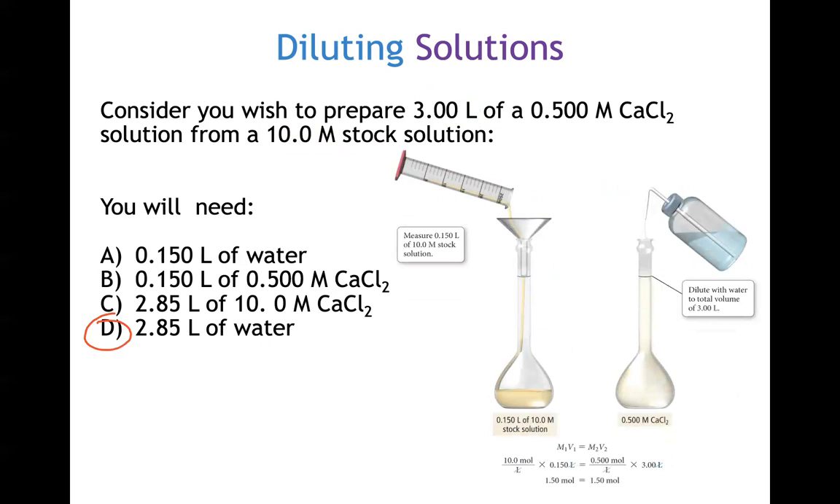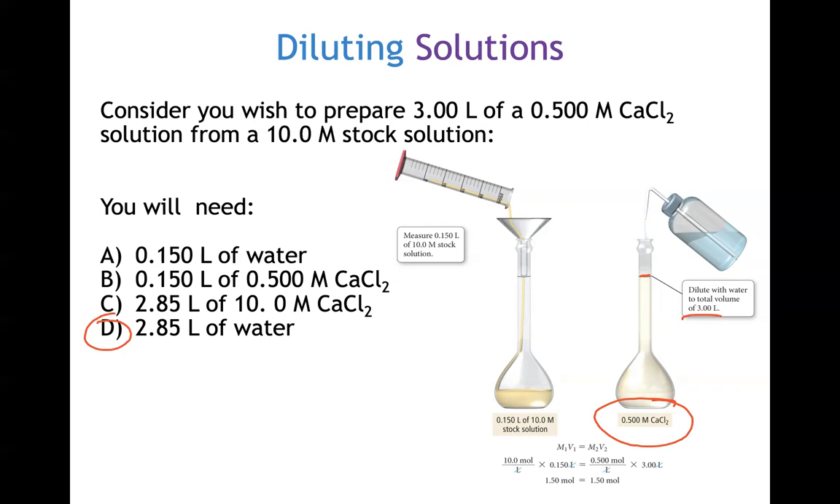Okay, so we would measure 0.15 liters of the 10 molar stock solution. We'd add it in a volumetric flask, and if we wish to dilute it to 3 liters or 3,000 milliliters, suppose we have a volumetric flask that is marked exactly to 3 liters, then we would add the remaining water, or 2.85 liters of water. We would end up having a less concentrated solution, a 0.5 molar instead of a 10 molar solution.